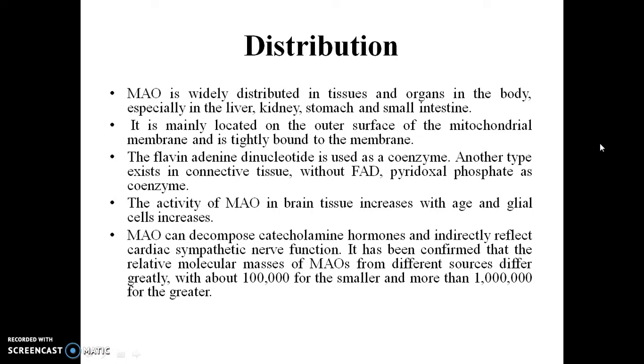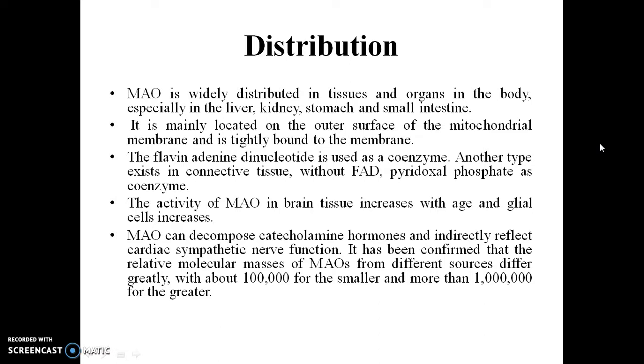The activity of monoamine oxidase in brain tissue increases with age as glial cells increase. So this is a very important point. If glial cells increase in the brain, and glial cells increase with age and in certain neurological disorders also, that leads to an increase in monoamine oxidase. We will see this further in the diagnosis.